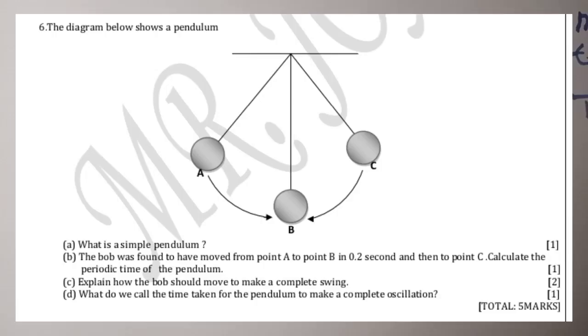The diagram below shows a pendulum. Okay, so we can see a pendulum. We have the positions of the bob A, B, and C. Then the question says, what is a simple pendulum? That is question A. So question A wants us to define what a simple pendulum is.